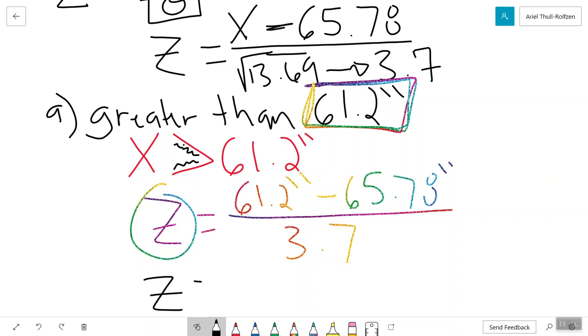So when we solve all of this, we're going to find that z is equal to, sorry guys, I'm doing the math here, 1.24. I'm sorry, negative 1.24.